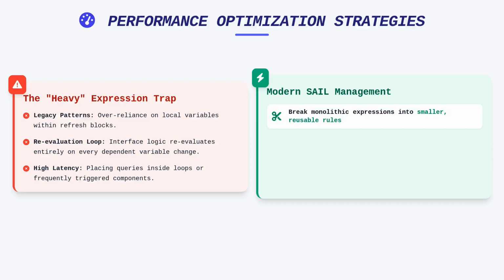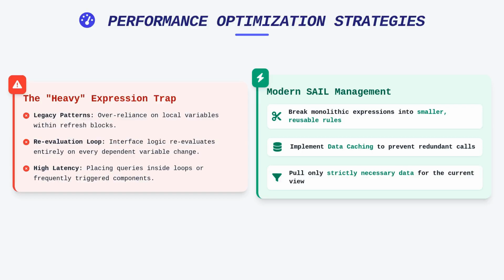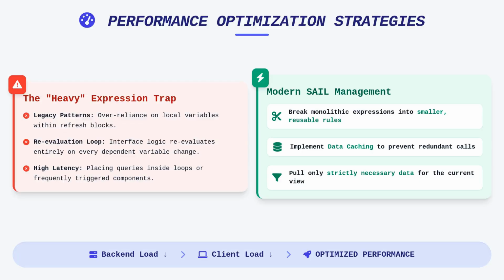smaller, reusable rules. Avoid putting high-latency queries directly inside a loop or a functional component that triggers multiple times during a refresh cycle. By caching data where appropriate and only pulling what is strictly necessary for the current view, you significantly reduce the load on both the client and the backend.